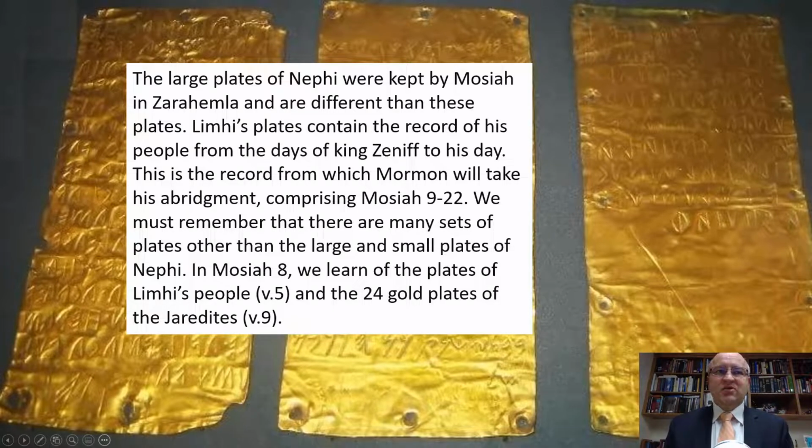In Mosiah 8, we learn the plates of Limhi's people, starting verse 5, and the 24 gold plates of the Jaredites, verse 9, are different. Now, the 24 gold plates, they have it in a language that they don't understand. And they look around and say, okay, who can understand them? Who can translate them? And there's a conversation about a seer.